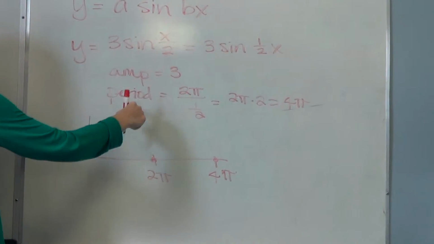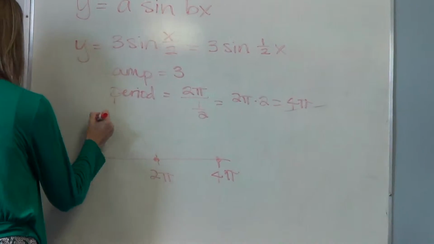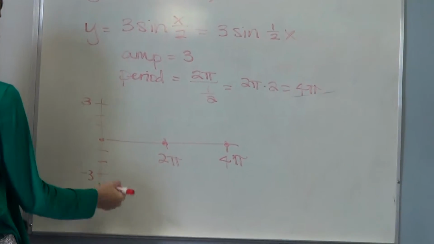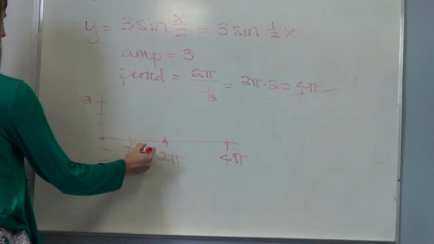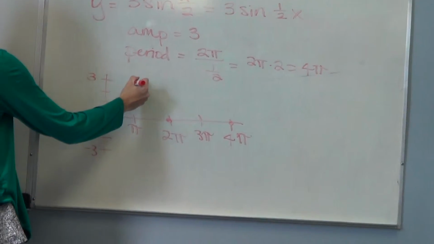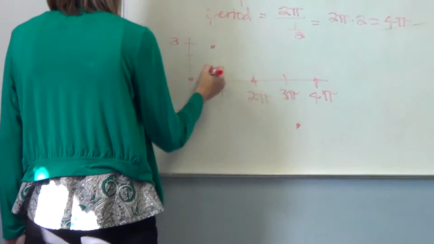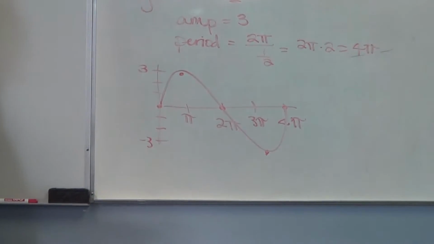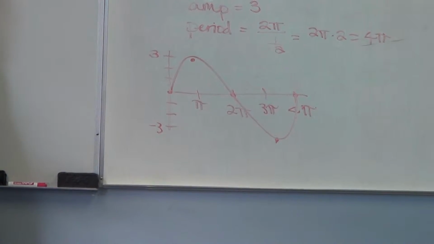How far is it going to go up? 3. Right. That's our amplitude, so it's going to go up to 3, and it's also going to go down to -3, and that's going to be halfway between here and here, which would be at pi and 3 pi. So at pi it's going to go up to 3, at 3 pi it's going to go down to -3, so that will look like this.